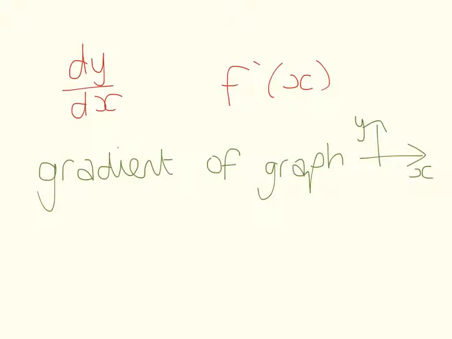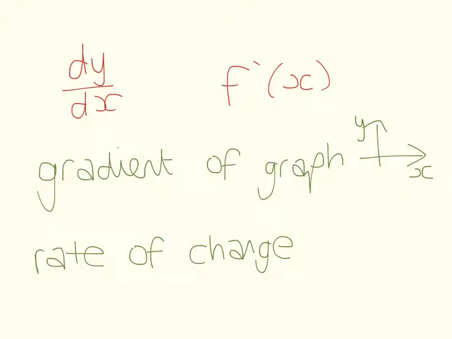The other thing it gives you is something called a rate of change. Kind of the same thing as a gradient, but we call it the rate of change, and that measures how fast y is changing with respect to x. So how is y changing as x changes? Is y getting bigger? Is it getting bigger fast or slow? How is that changing with respect to that x value?